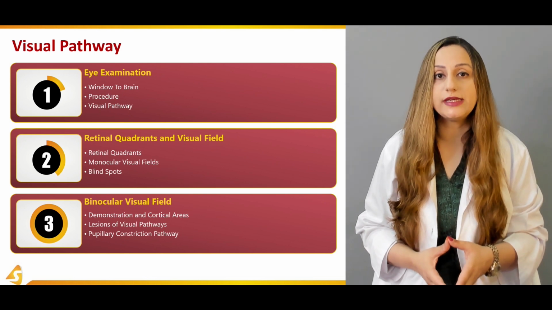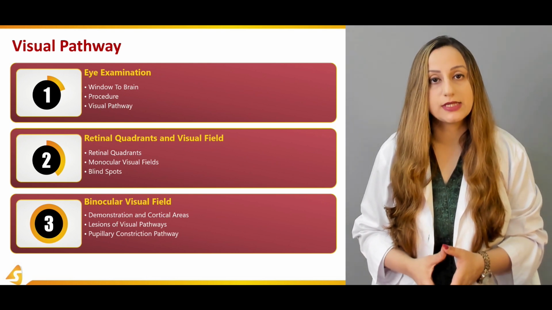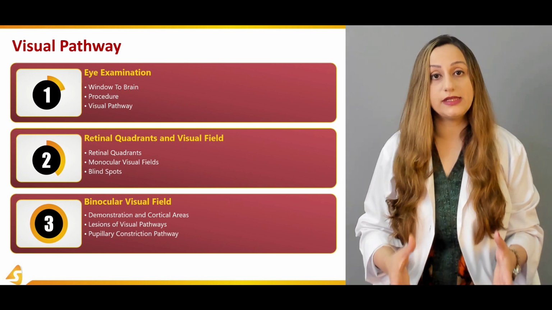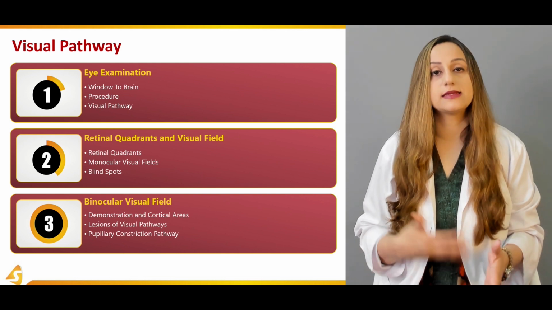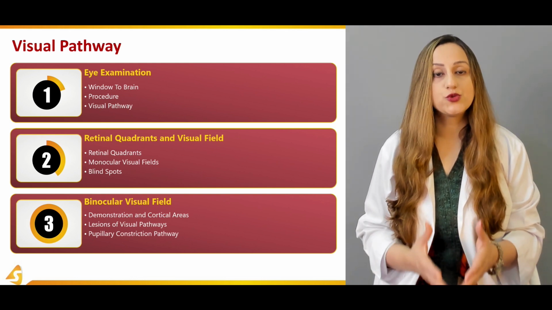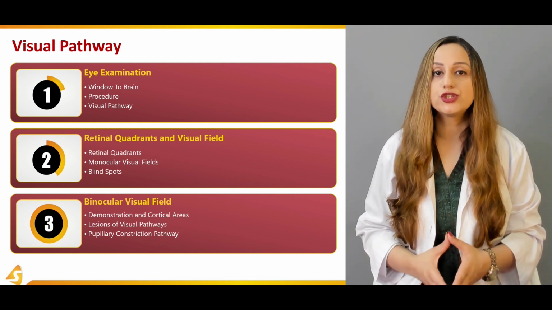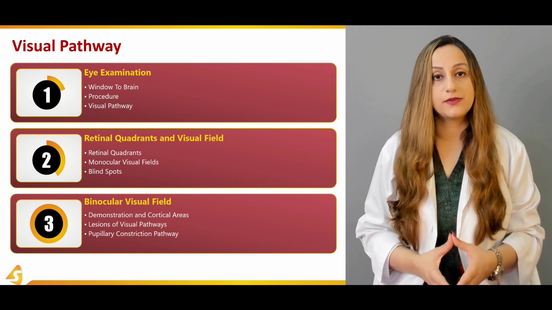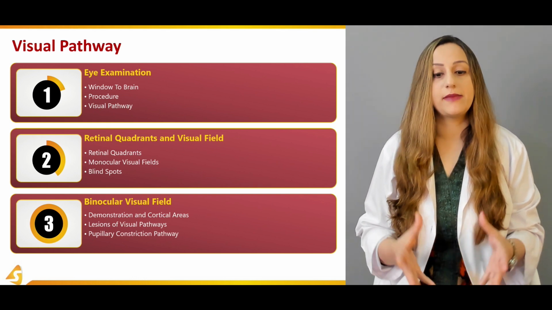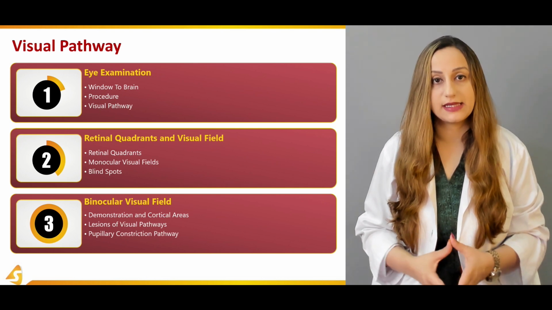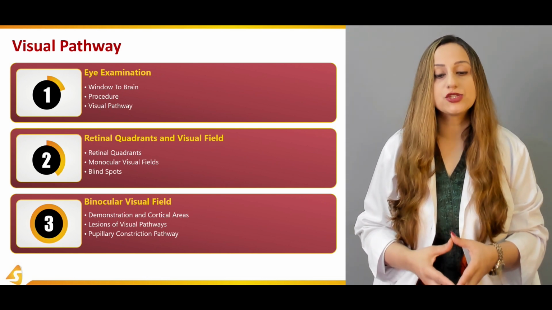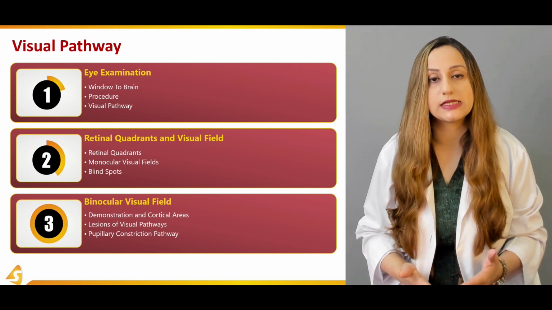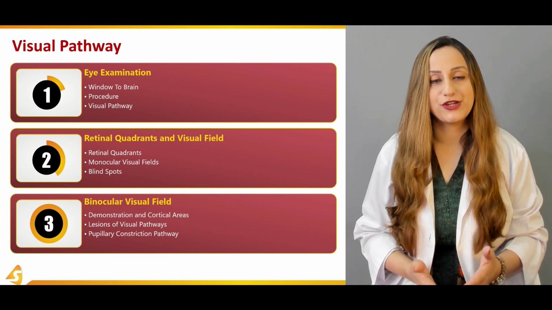Then we'll move on to the lesions of the visual pathways. It depends upon the level of the lesion in the visual pathway, and that is how it is going to affect the visual field in that particular person. One should know these pathologies, which will be discussed briefly with the help of diagrams in this section. The pupillary constriction pathway, another pathway through which the pupillary light reflexes are demonstrated, will also be discussed in this final section.